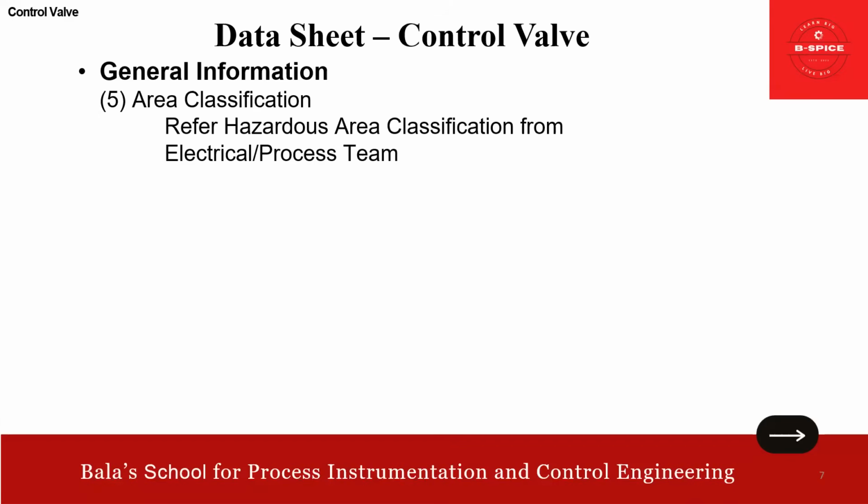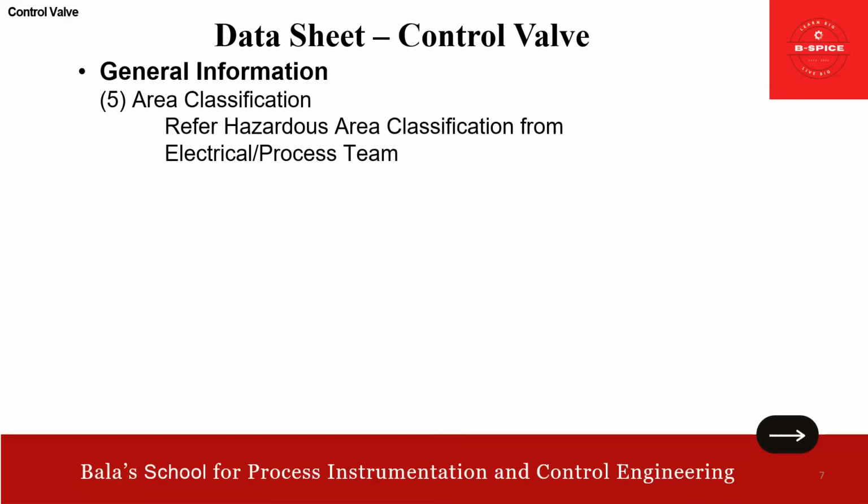For our freshers, I hope you know what zone 0, zone 1 and zone 2 are. Zone 0 is an area in which an explosive atmosphere is present continuously for a long period of time, or we can say it occurs frequently. Then zone 1. What is zone 1? Zone 1 is an area in which an explosive atmosphere is likely to occur occasionally in normal operation. It may exist because of repair, maintenance, or leakage, like that.